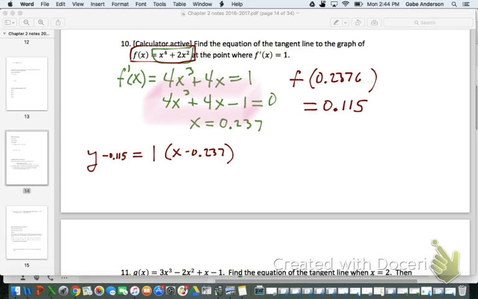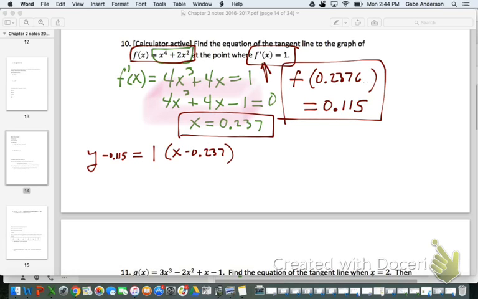Yeah, Drew? How do we know that the slope is 1? Great question. It says where f prime of x equals 1. Remember that f prime of x stands for the slope of the tangent line. So it's saying, wherever the slope of the tangent line is 1, that's where we want to find this tangent line equation. So with this, we found half of the point of tangency. Once we did this, we found the other half.